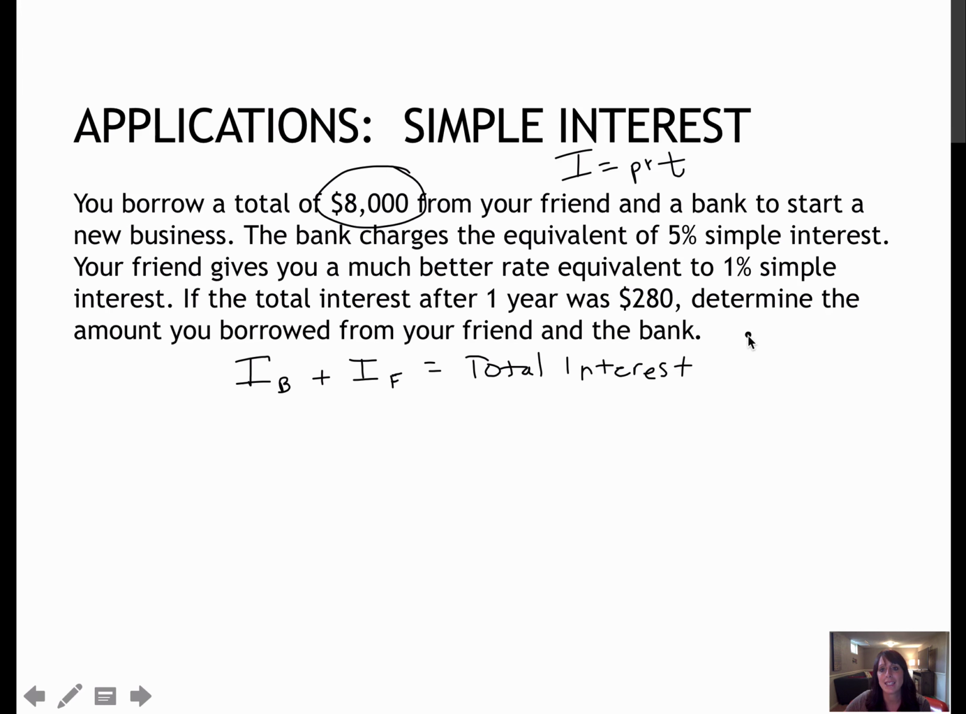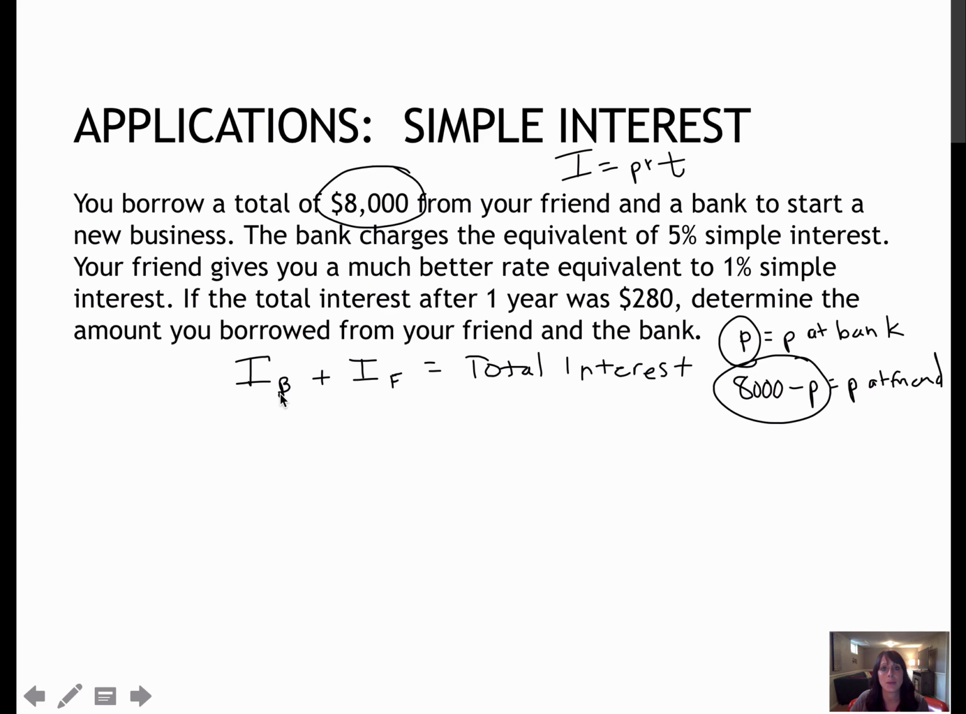So if I say, let P equal the principal at the bank, then can I also find the principal to my friend? Well, I know it's 8,000 total, so couldn't I just subtract however much I have at the bank? So 8,000 minus P would give me principal, not interest, principal at the friend. So these are the 2 variables that I will be using.